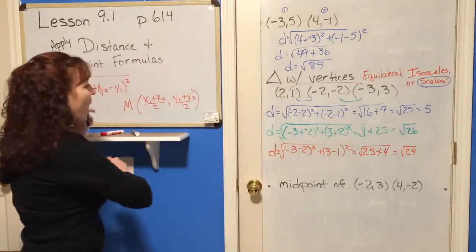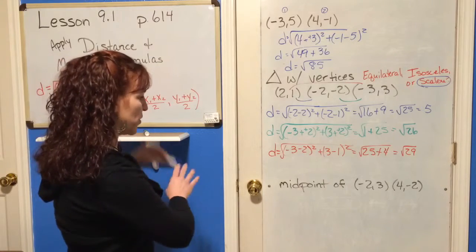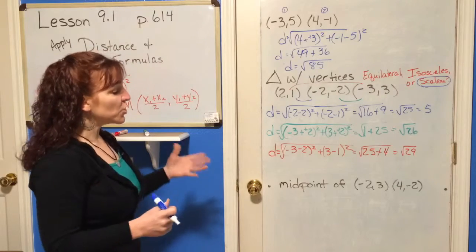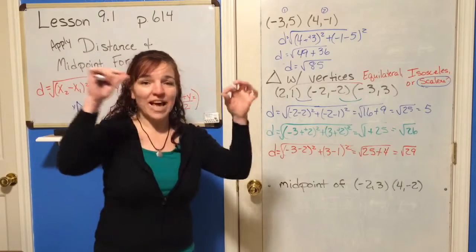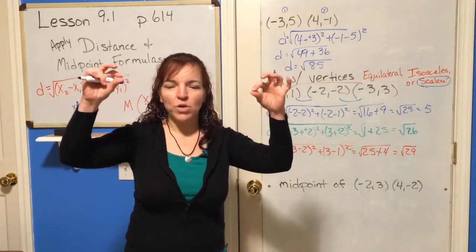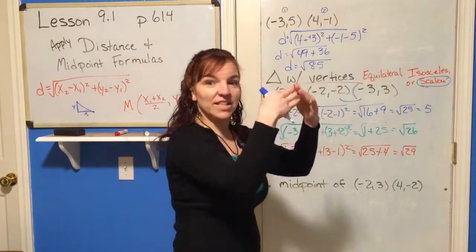All right, one more thing before we do something a little more difficult. Midpoint of negative 2, 3, and 4, negative 2. So now this is different. We've got a line segment, and these are 2 endpoints on my line segment, and I want to know what's the middle of this line segment? So what point is in the dead center?